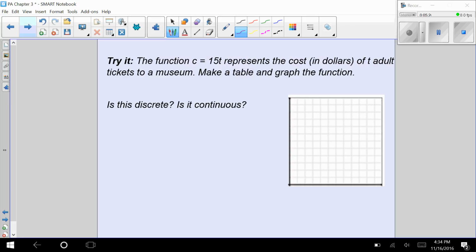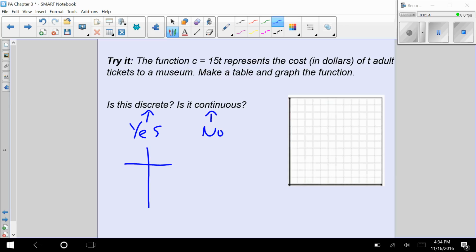So you're going to try this one. The function c equals 15t represents the cost in dollars of t adult tickets to a museum. Make a table and graph the function. First, think about, is it discrete and is it continuous? So our answer is, is it discrete? Yes, it is. I can count it. Is it continuous? No, I cannot buy half of a ticket to the museum.